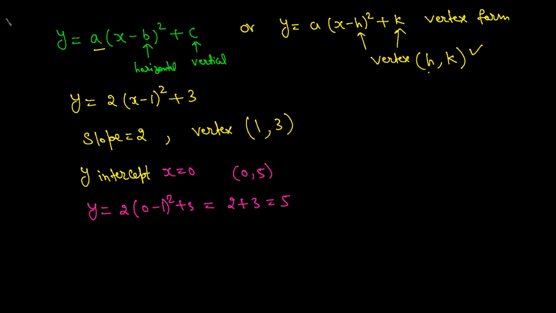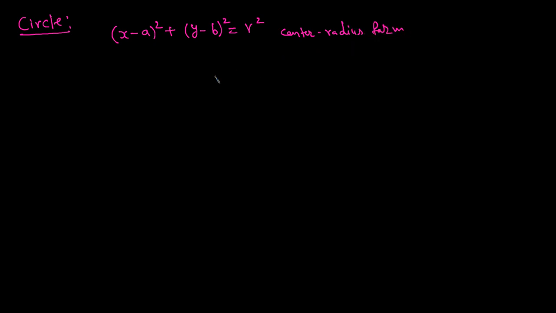Next topic after the parabola is circles. Okay, so the equation of a circle is (x minus a) square plus (y minus b) square is equal to r square, and this is called the center radius form of a circle. Center radius form, or in some places, (x minus h) square plus (y minus k) square is equal to r square.